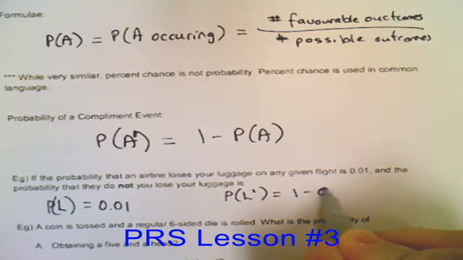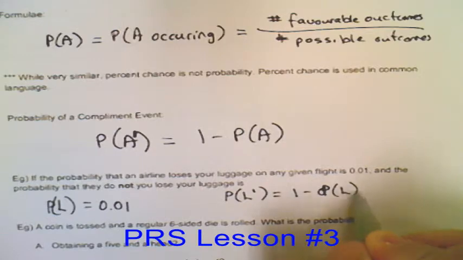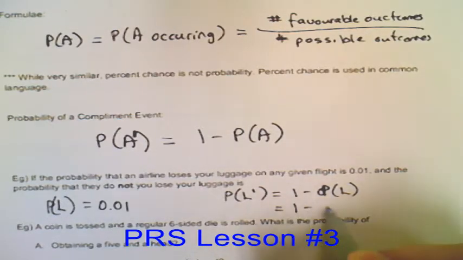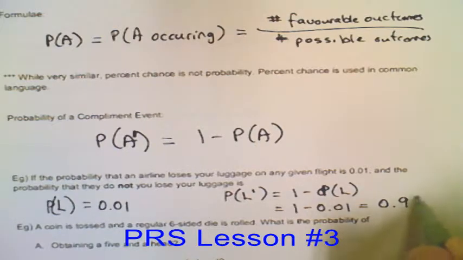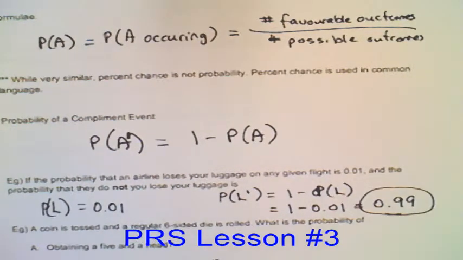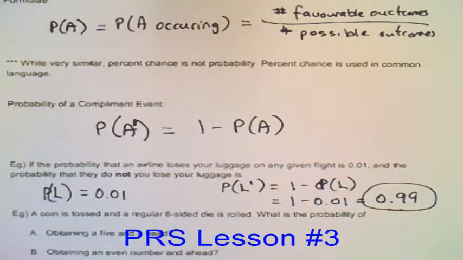The probability that it's not lost is the probability of L prime, which is 1 minus the probability of it being lost, which in this case would be 1 minus 0.01, which would be 0.99. So there's a 0.99 probability that they don't lose your luggage. And in fact, most of the time they don't lose your luggage. They only occasionally do. So you've got this idea.